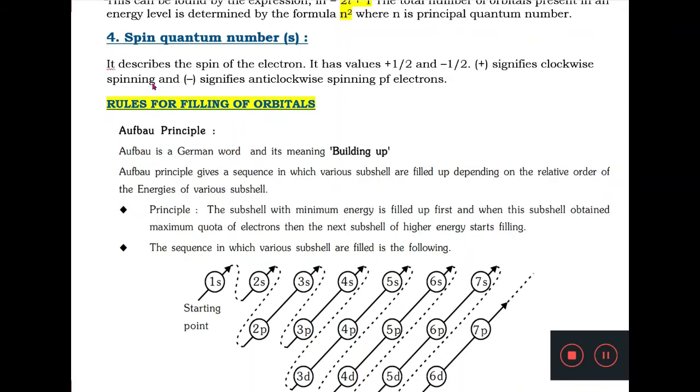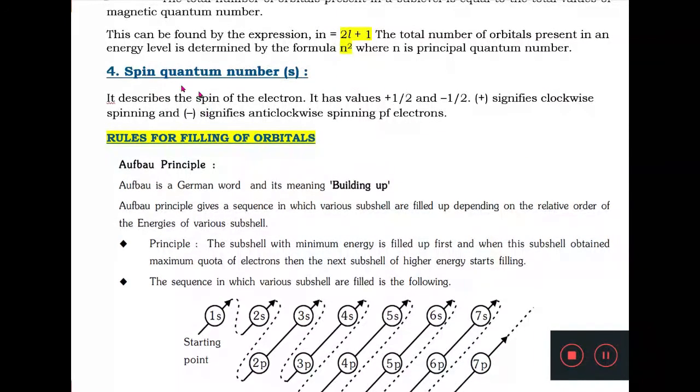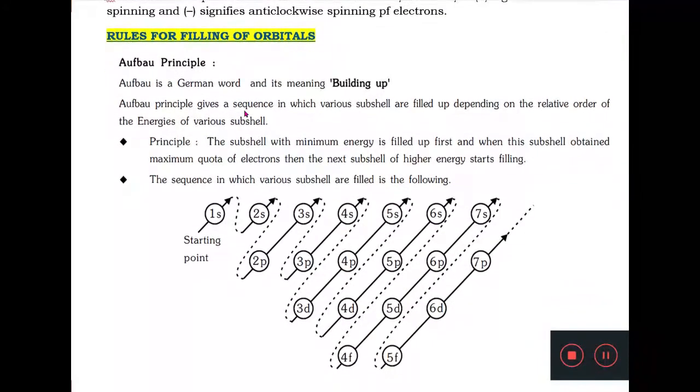In my last lecture, I explained spin quantum number, and in this lecture I am going to start rules for filling of orbitals. So we start from here first. The first rule is Aufbau principle. Students, Aufbau is a German word and its meaning is building up.